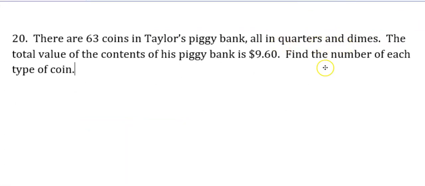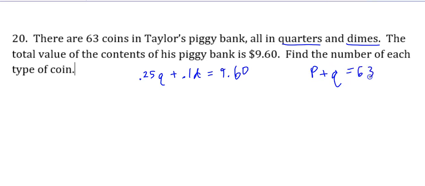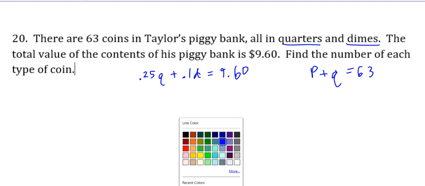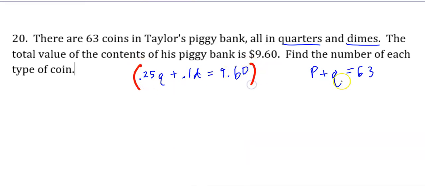Next, it's all quarters and dimes. So you can set up your equation: 0.25q plus 0.1d equals 9.60. Your other equation would just be something like p plus q equals 63 coins, right? So now you've got to figure out if you can use substitution or elimination. Let's see, I'd love to get the exact opposite. So for example, for d, we can multiply everything by 10 to get 1d there.